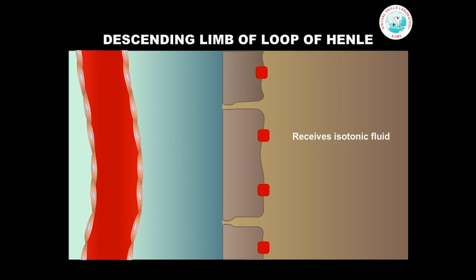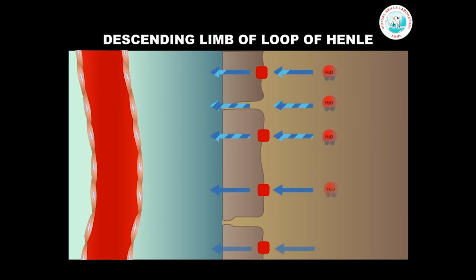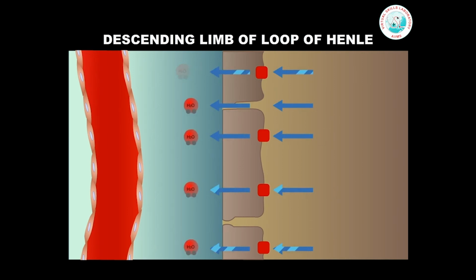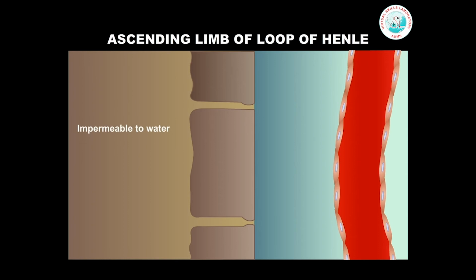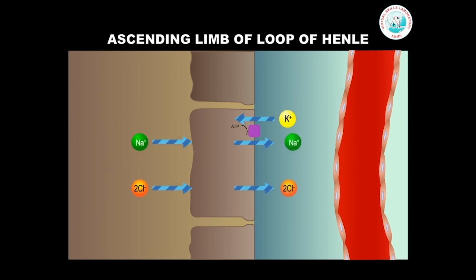As both water and solutes are reabsorbed in the PCT, the descending limb of loop of Henle receives isotonic fluid. The thin descending limb is freely permeable to water due to the presence of aquaporins, but not to solutes. So passive transport of water occurs. The ascending limb is impermeable to water because of lack of aquaporins, but reabsorbs around 25% of the filtered sodium chloride actively.